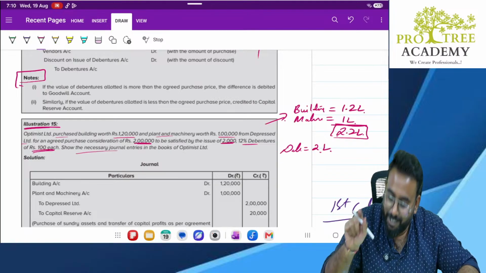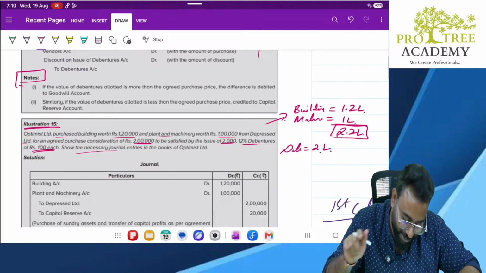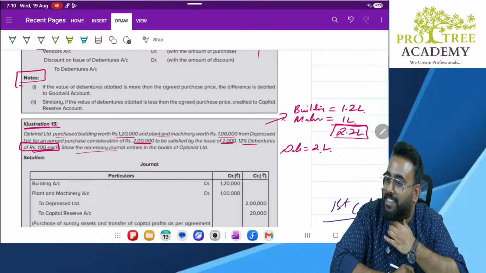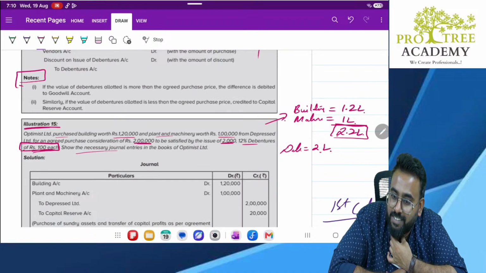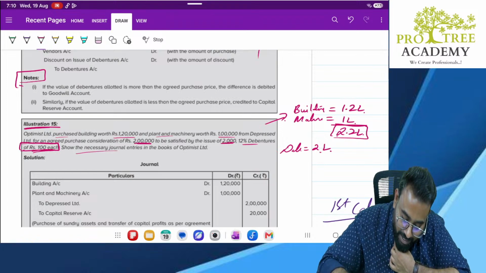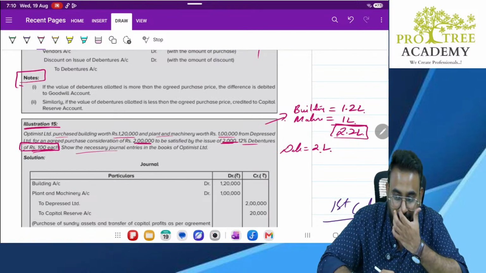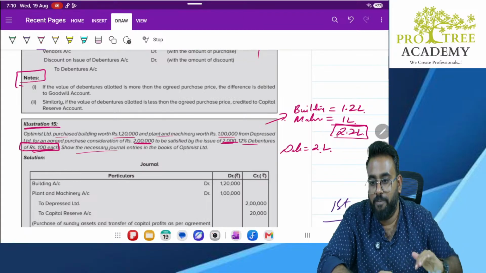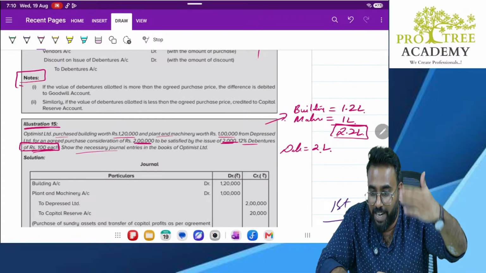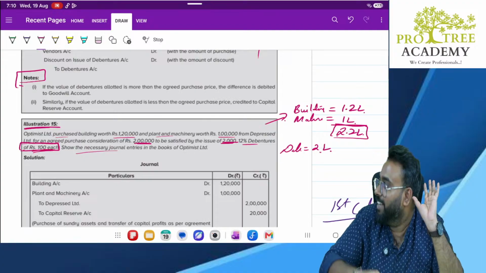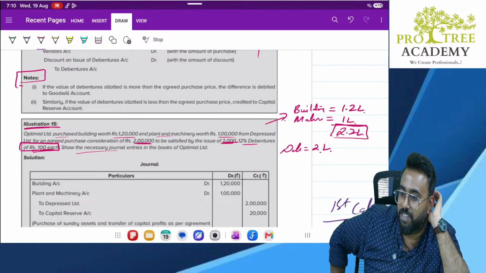Wait, I am coming there. I know you will tell like that. That's why I asked you a question. No. Look here, what they are told. Issued at? Did they tell anywhere discount? How many debentures did you give? 2000 debentures, 100 rupees each, 2 lakh rupees. Here, when will the discount come? When I am issuing it for a price less than my face value, then only discount will get attracted. Am I issuing it for price less than face value?